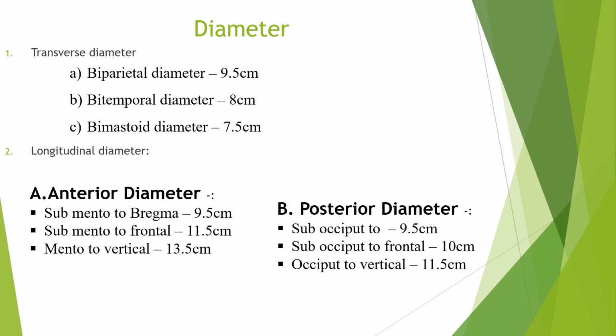And for diameter, you can just say transverse diameter and longitudinal diameter. I will explain all those things in the next video in a better and easier way. So transverse means it's in a vertical line. Biparietal is 9.5, bitemporal diameter is 8 centimeters, bimastoid diameter is 7.5. And longitudinal means like an assembly line, same like that. It's anterior and posterior.